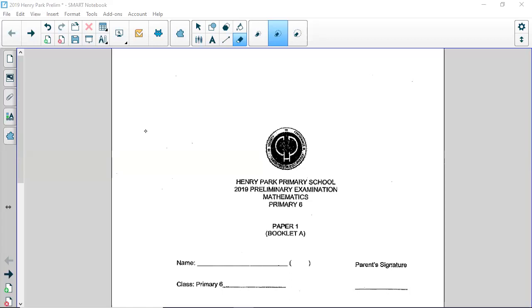Okay, all right, come. So let's get your paper one ready, your Henry Park paper one. Is my voice very clear? Right, everybody can hear my voice clearly. Okay, so this paper one is going to be a little challenging. There'll be some questions that I think are not easy, so we will spend a bit longer time to go through those questions.